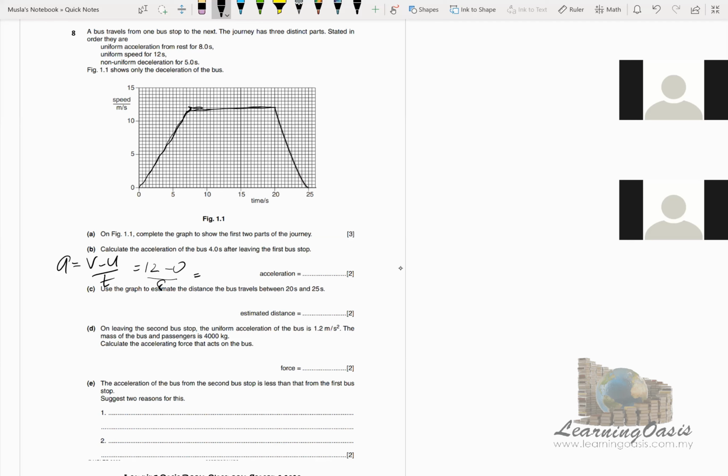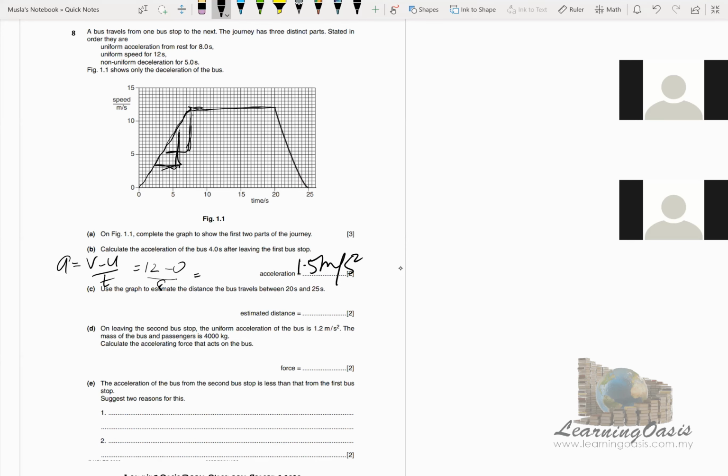Wait, teacher, isn't it supposed to be 4 seconds after leaving the bus? This is the 4 seconds after leaving the first bus stop. The bus travels from one bus stop to the next, that's three distinct parts. Calculate the acceleration about 4 seconds after leaving the bus stop. So still the same, because this is constant acceleration. It doesn't matter at which point you measure, you should get the same answer wherever your triangle is. It's still 1.5 meters per second squared.